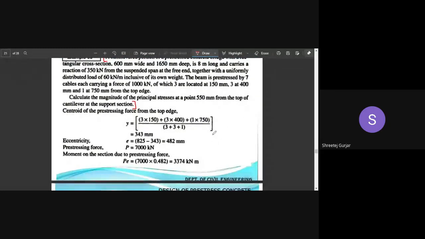Let me draw a rectangle over here as a cross section. So what is the depth and what is the width? Can anyone tell me by reading the statement? What is the width of this particular beam and what is the depth? It is given here, you can see. 600, correct? Width is 600, no problem. What about the depth? Let me draw it over here. It is 1650.